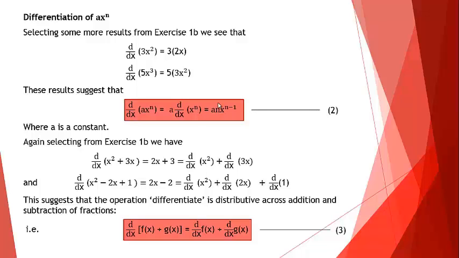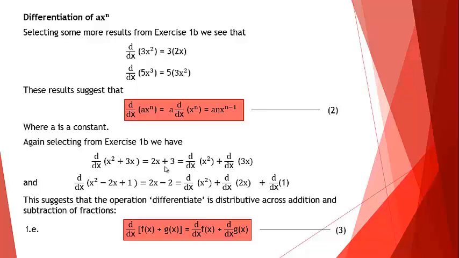Again, selecting from exercise 1b, we have the derivative of x squared plus 3x with respect to x, which gives us 2x plus 3. So we can consider the derivative of each of the terms, x squared and then 3x. When we differentiate them separately, we get 2x plus 3. The same way we do it for the next expression also. When we differentiate x squared take away 2x plus 1 with respect to x, we get 2x take away 2. Since 1 is a constant, it becomes 0 when we differentiate it with respect to x, as there is no x in the term. So the answer would be 2x take away 2.